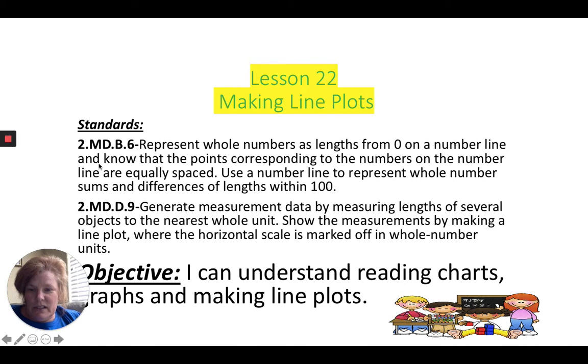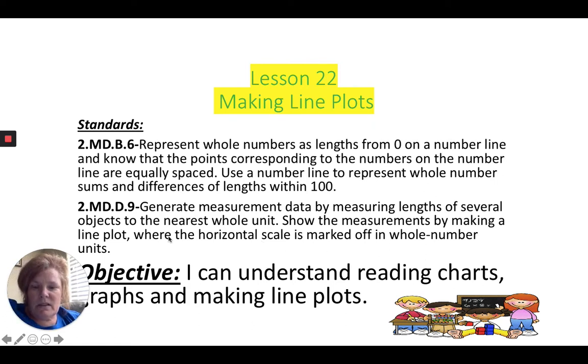Our standard today, and this one is an okay standard, the 2.MD.B.6, but I like this 2.MD.D.9. And remember, this is what we have to learn by the end of the year, which most of you already know how to do, which is great. Generate measurement data by measuring lengths of several objects to the nearest whole unit. Show the measurement by making a line plot where the horizontal scale is marked off in whole number units.